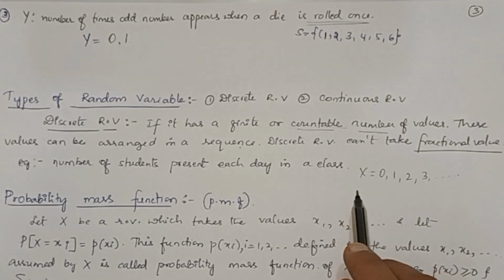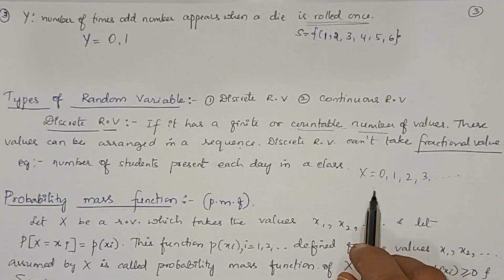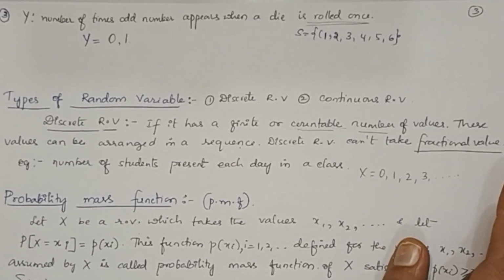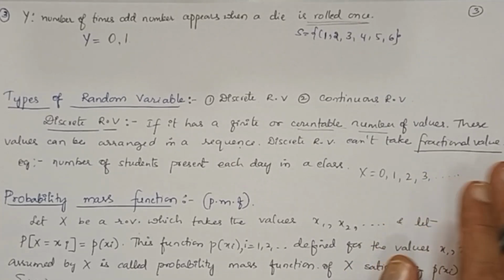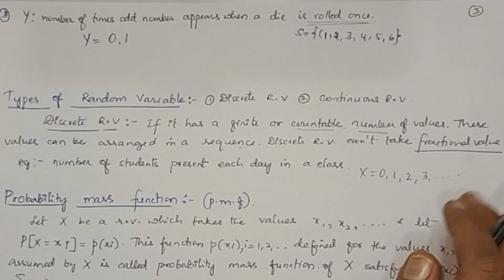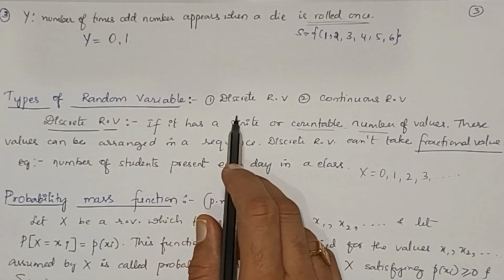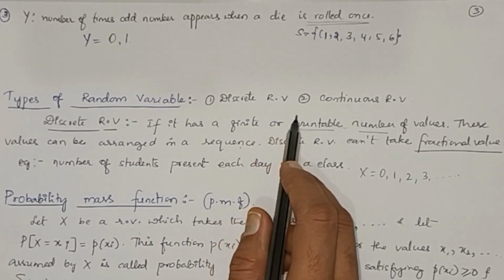Another example is the number of pages in a book: 1 page, 2 pages, 3 pages, 4 pages, like that. It is not taking the value 2.5 pages or 3.5 pages. That is not possible. So that kind of variable is a discrete random variable.